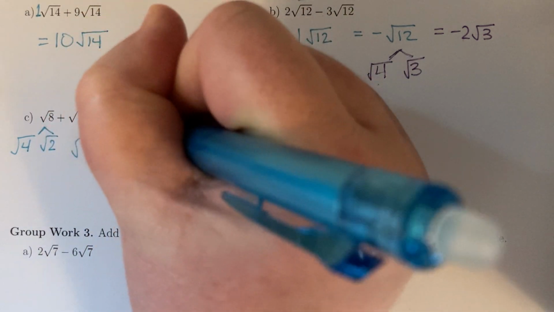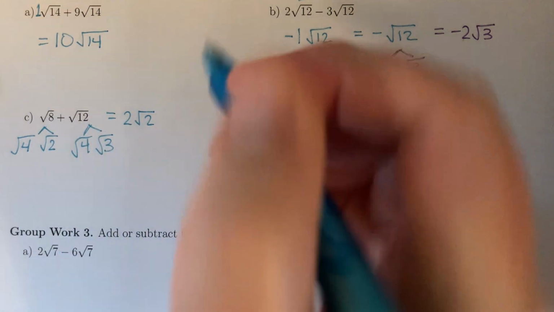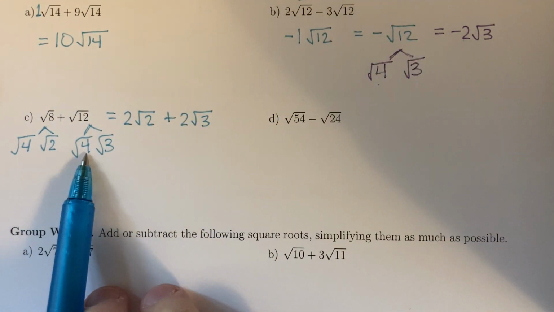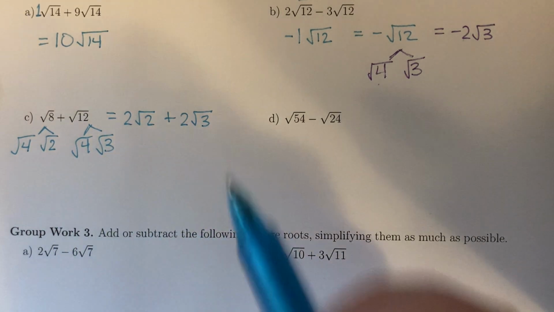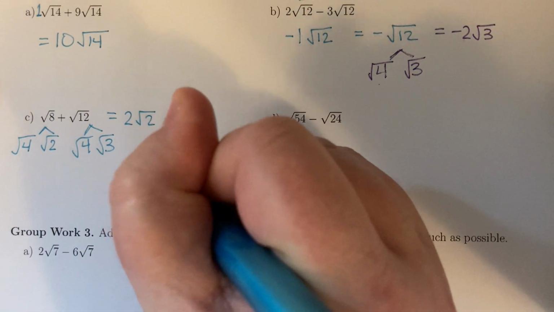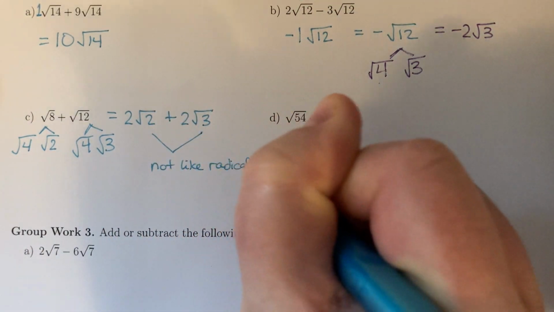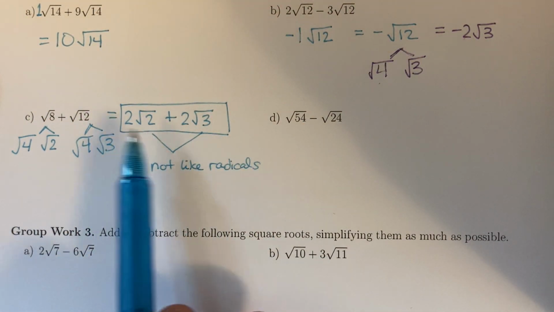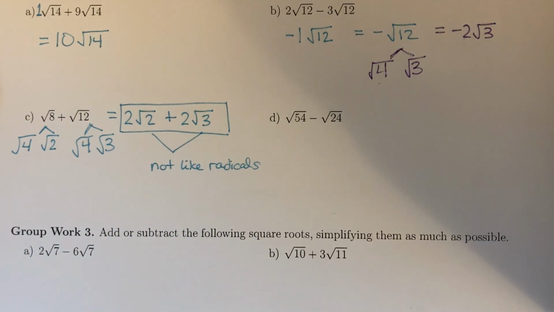So that would be 2 square root of 2, which is the same thing as square root of 8, plus 2 square root of 3, right? Because square root of 4 is 2, square root of 3 just stays put. Now these are not like radicals, which means that we are done simplifying. That's the furthest we can go, so we're just done. It was important to simplify the square roots, but now they don't match, so I can't add them any further.